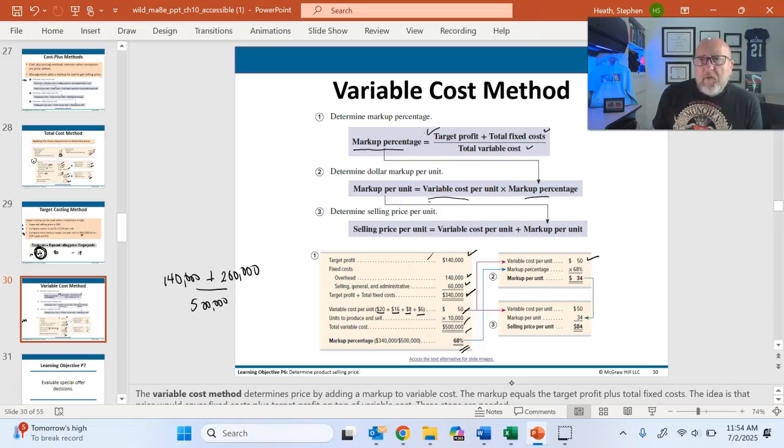So if I know my variable cost is $50 per unit and my markup percentage over variable cost is 68%, then 68% times $50, $34 per unit. Then I have my variable cost per unit of 50 plus my markup $34 per unit. My sale price would be 84.